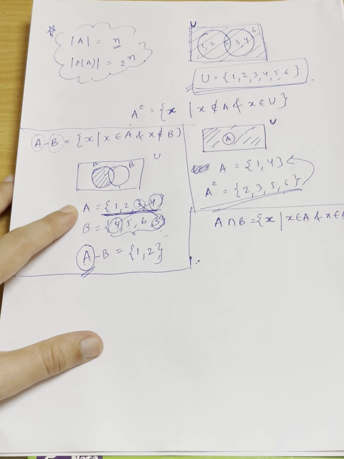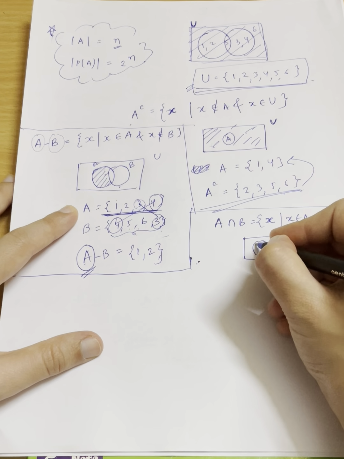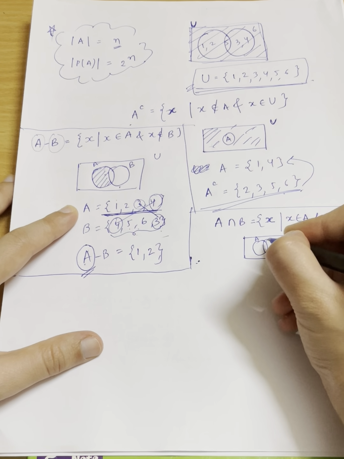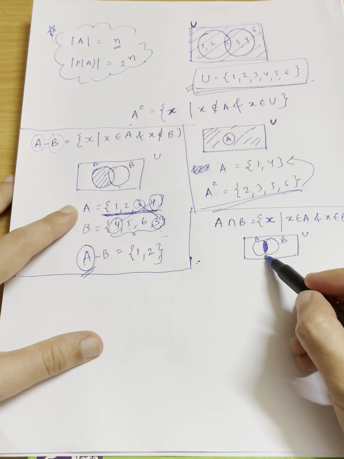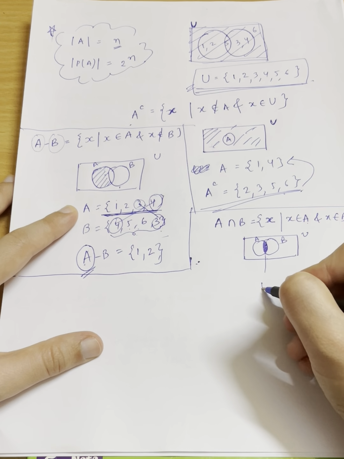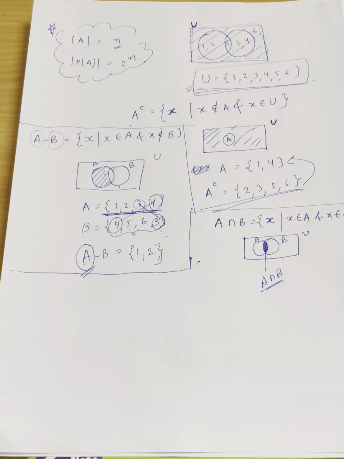The name says intersection. So if this is the universal set, this is A, this is B, then this part is the intersection part. So this part is what? A intersection B. So that is set intersection.